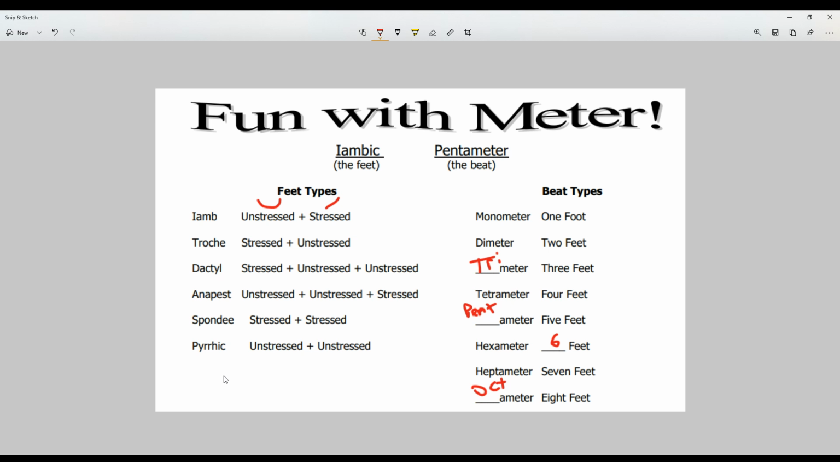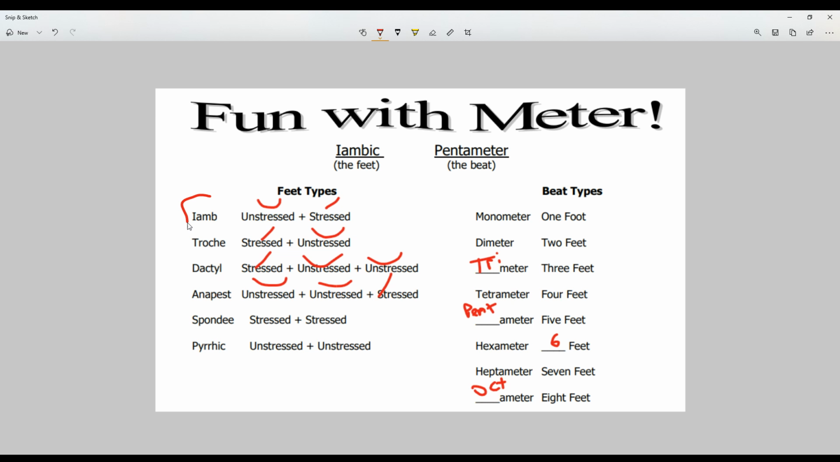The iamb is the most common. And so those words go unstressed, stressed. The trochee is the opposite of the iamb. It goes stressed, unstressed. The dactyl and the anapest are 3 syllables long. The dactyl goes stressed, unstressed, unstressed. It's almost like a waltz. Boom, chick, chick, boom, chick, chick, stressed, unstressed, unstressed. And you'll kind of start to hear a rhythm like that. The anapest is the opposite. It goes unstressed, unstressed, stressed.